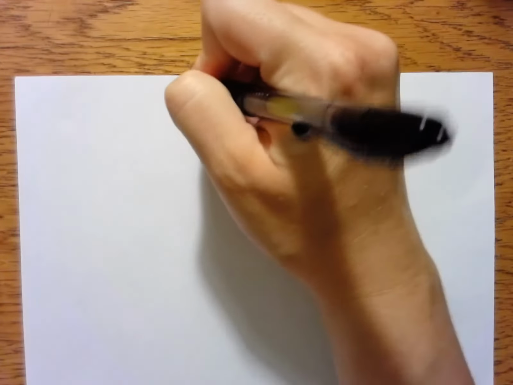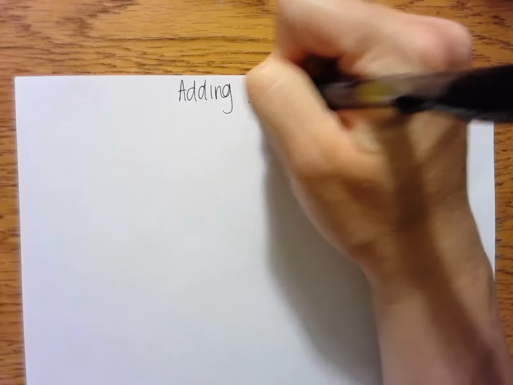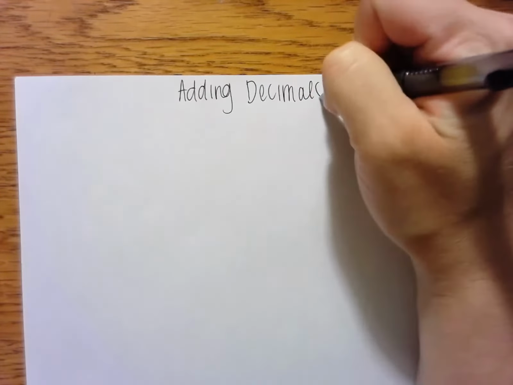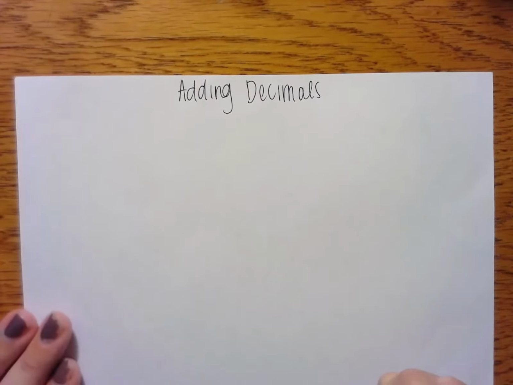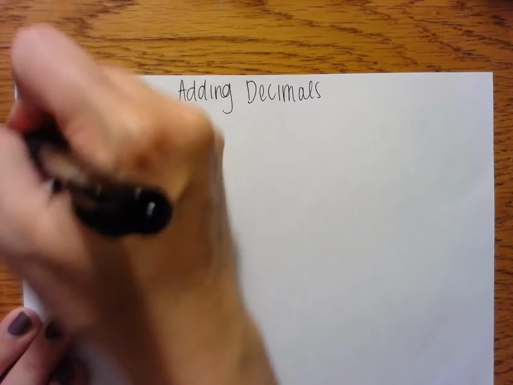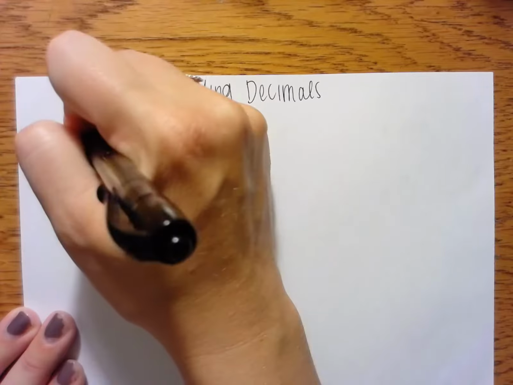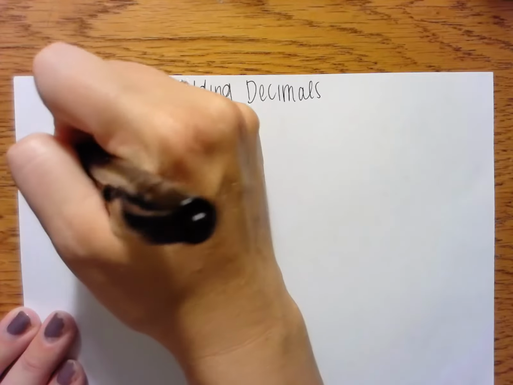All right, so today we're going to look at adding and subtracting decimals. First, we're going to look at adding decimals. So I want to review place value real fast. We're going to use the number 2 and 32 hundredths.